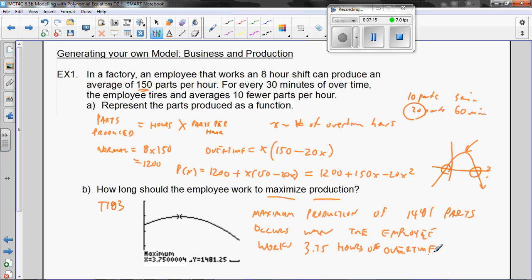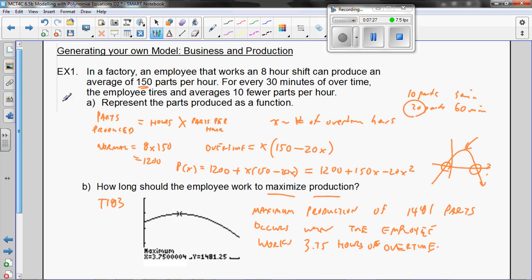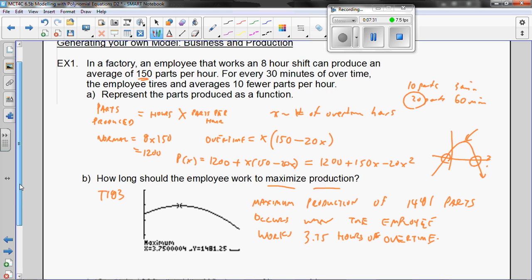Notice that this doesn't say anything about all the money you have to pay to have people work overtime, or whether that's worth it. This is just if you've got lots and lots of parts to put out in a factory, what do you do? Well, you'd ask them to work 3.75 hours of overtime.